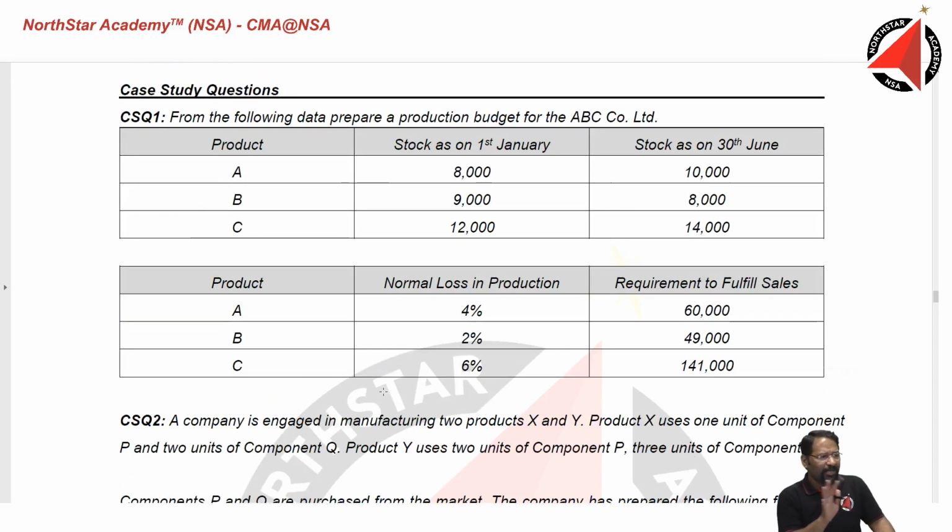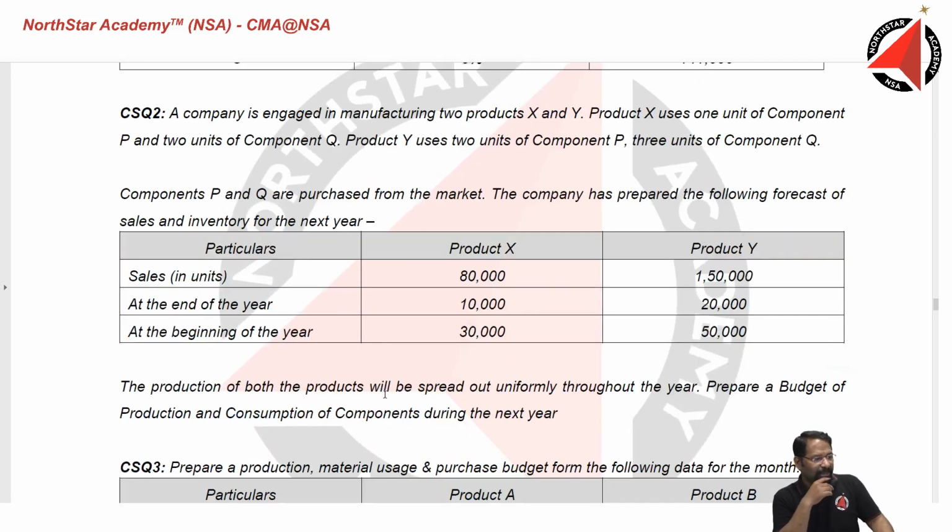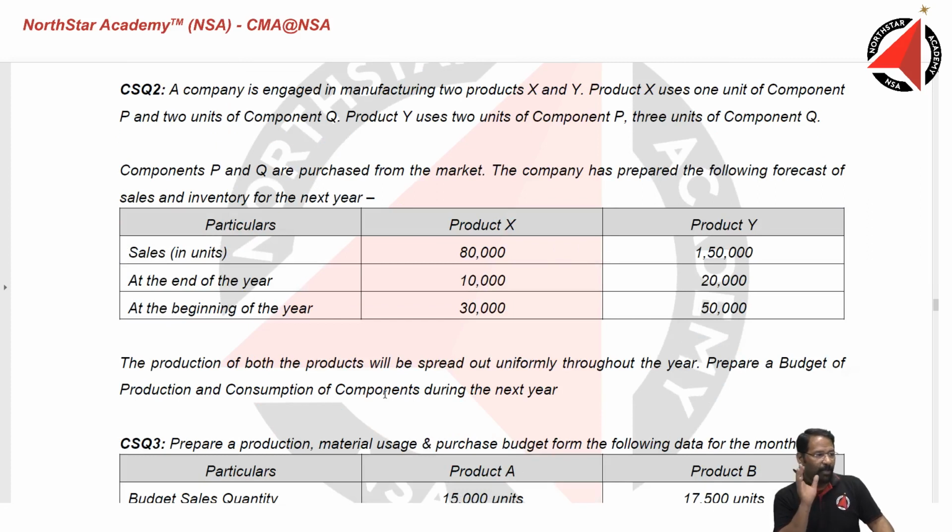So CSQ1 you can leave for now. Let's go to some interesting question. How about CSQ2? Can we prepare this budget today? A company is engaged in manufacturing of two products. Let's concentrate. I want full focus in this question.